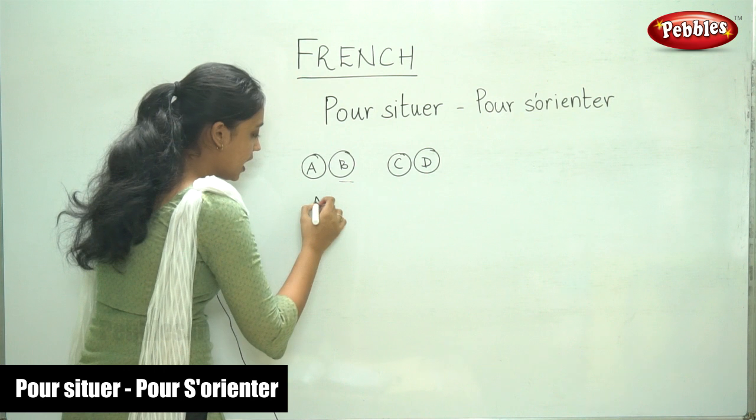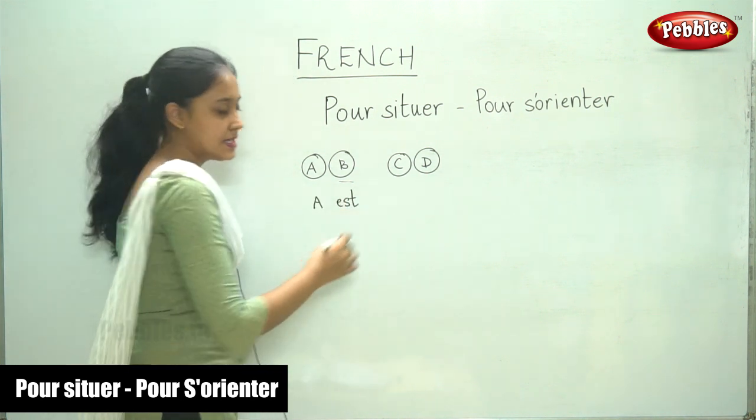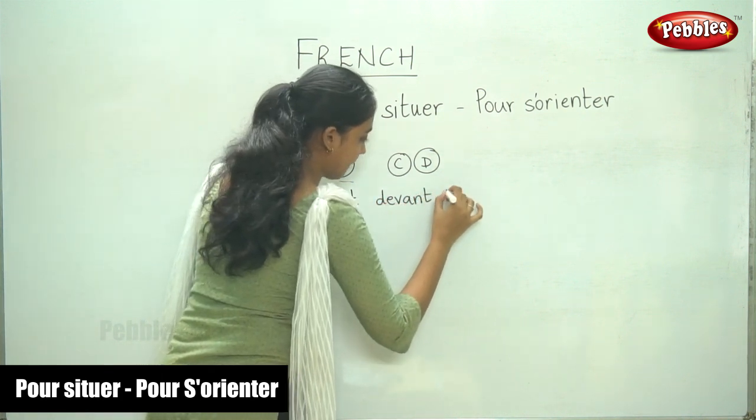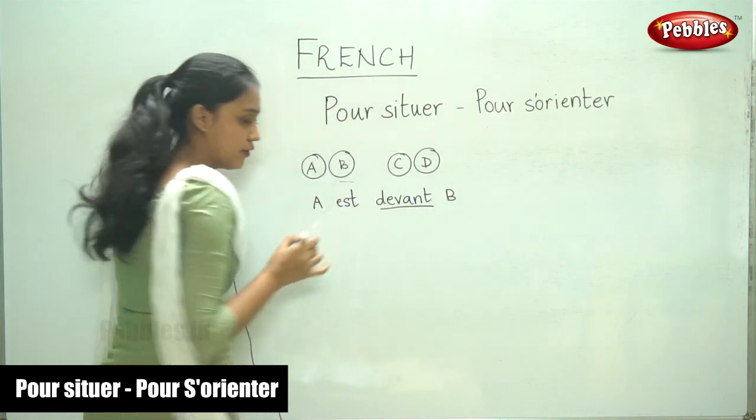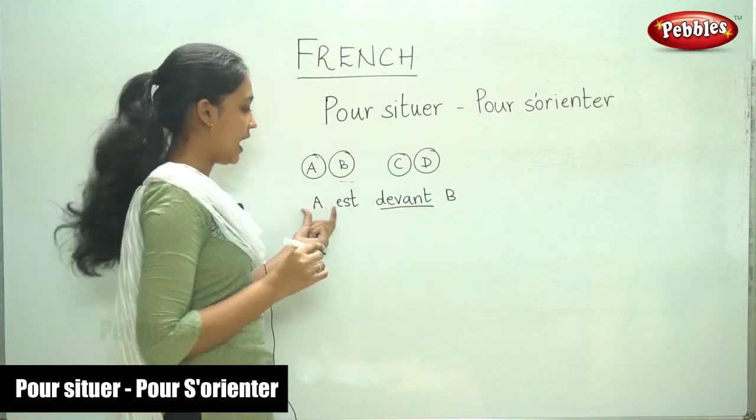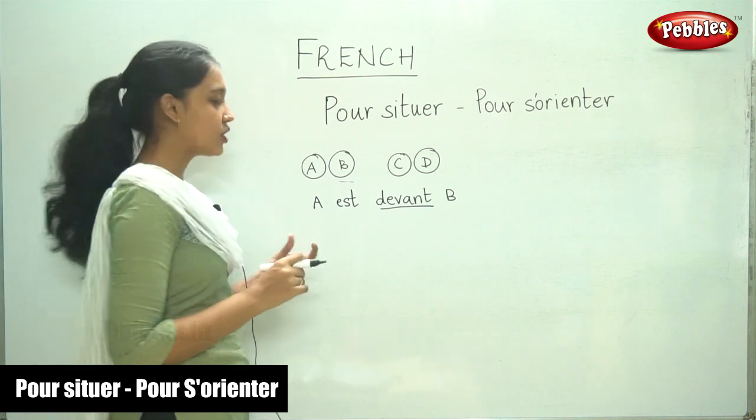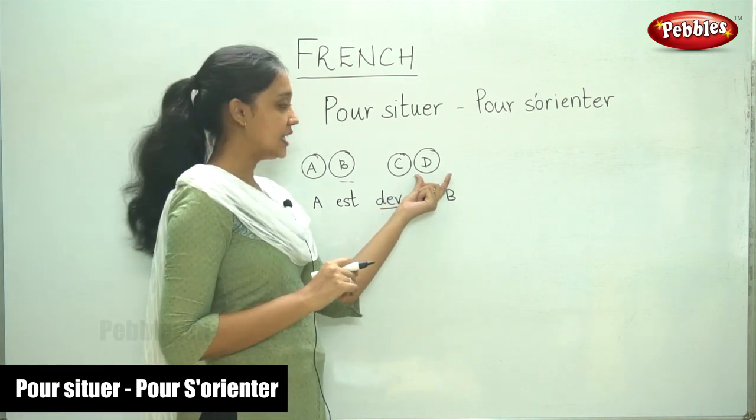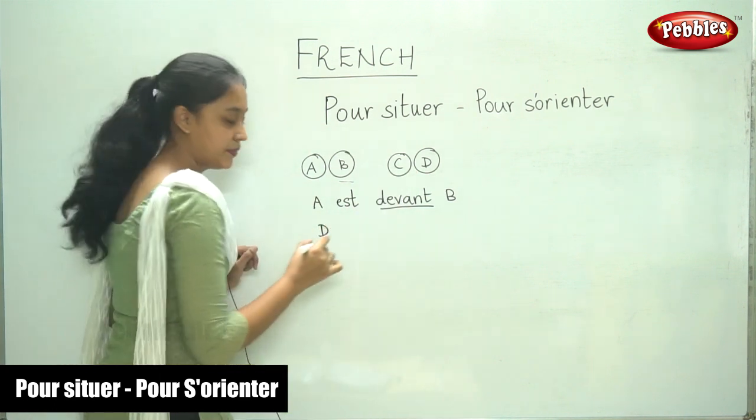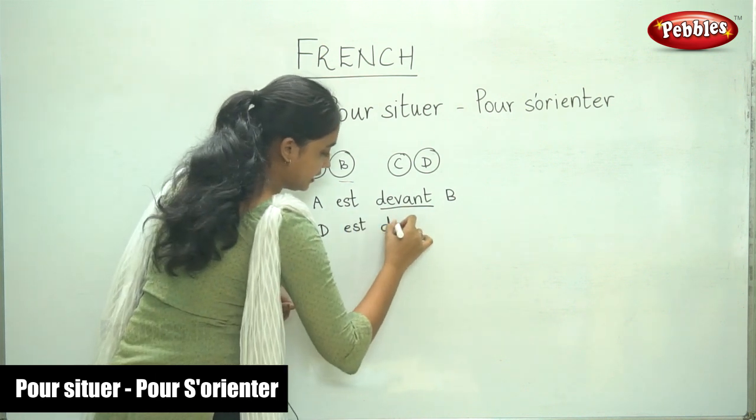So, A est devant B. So, devant is before or in front of. A est devant B. What was the next sentence that I told you? D is after C. So, D est derrière.